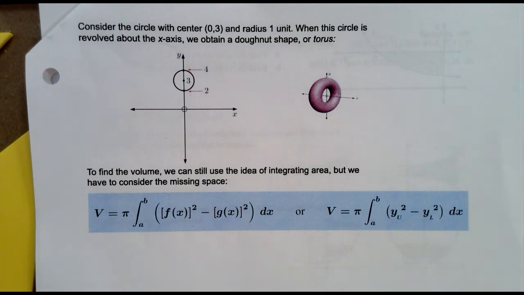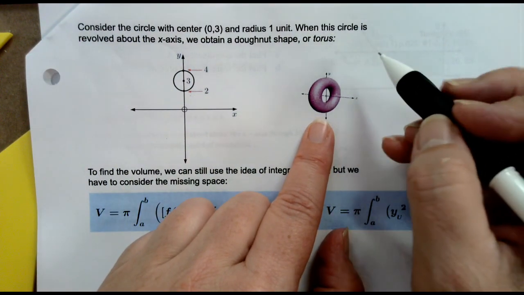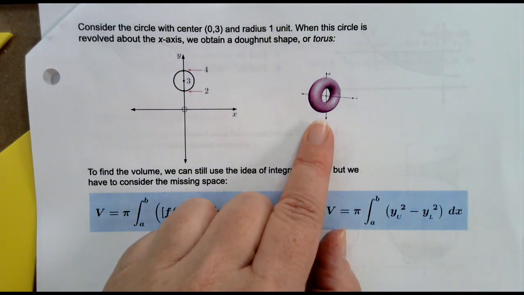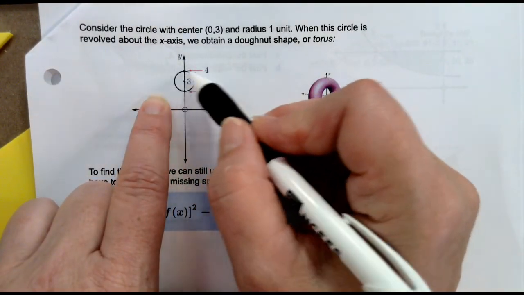Who can help me? I need an equation. Well, do you want to do the torus? The donut? Yeah. Well, if we're going to do that, then I need an equation for this.